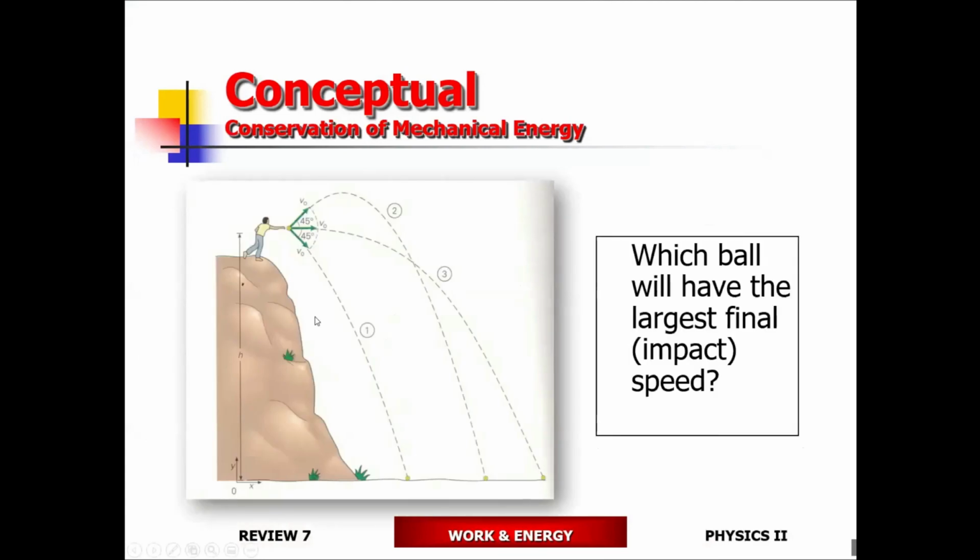So which ball is going to be moving at the largest speed? Which one is going to have the largest speed on impact? The first one, the second one, or the third one, or all of them the same? What do you guys think? Does every ball have the same mass? Yeah, in all three cases, they all have the same mass. It's the same ball projected at three different angles, obviously. So which ball is going to be moving the fastest?